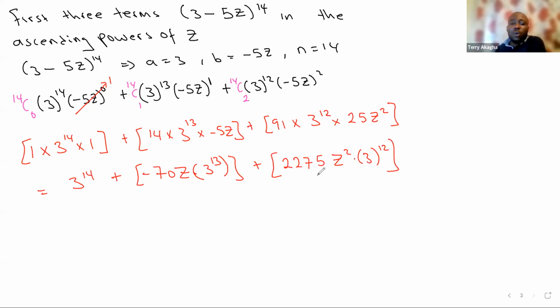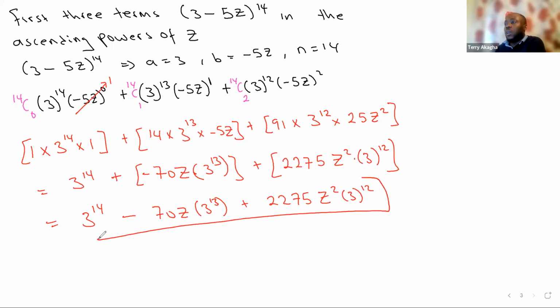You can decide to open the brackets if you want to simplify, but I can just leave it like this. So it will now be minus 70z, 3 raised to the power 13, plus 2275z squared, 3 raised to the power 12. And that should be the answer for that. All right, so I think that is that.